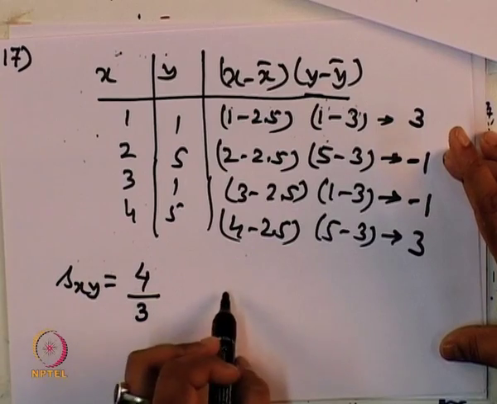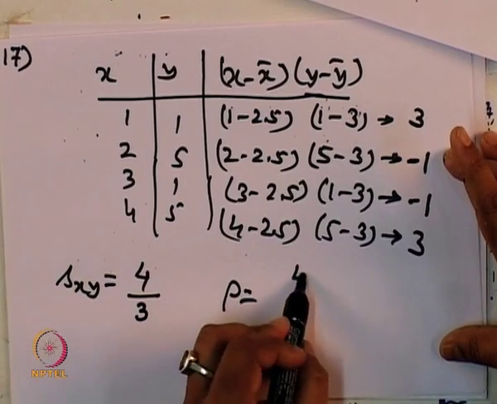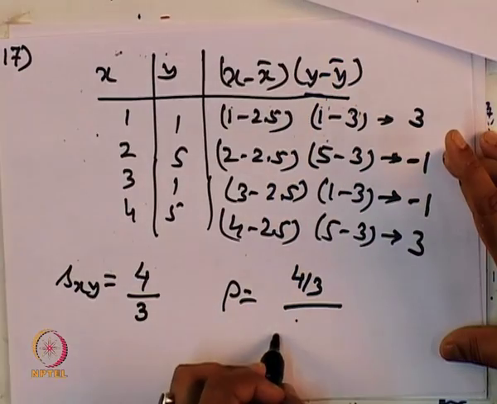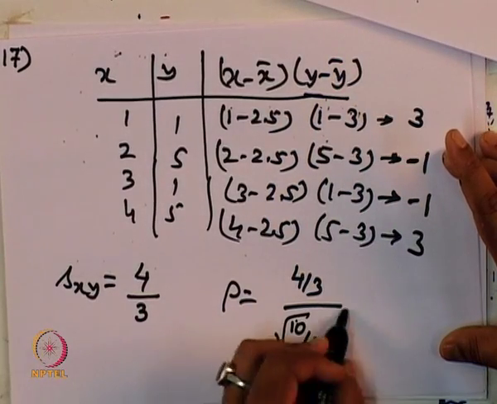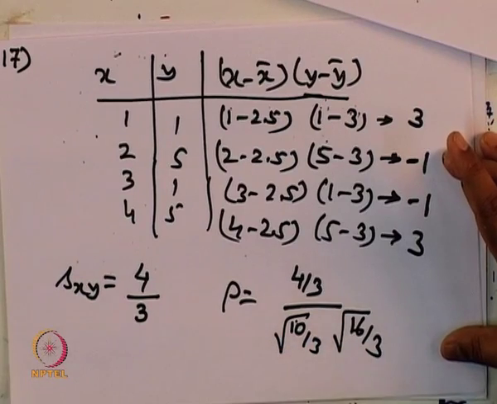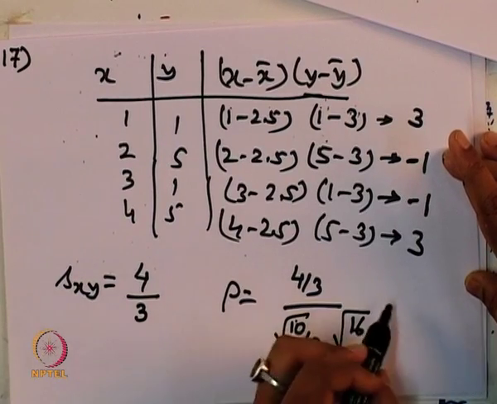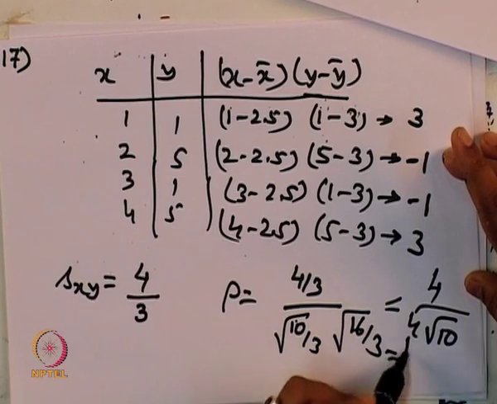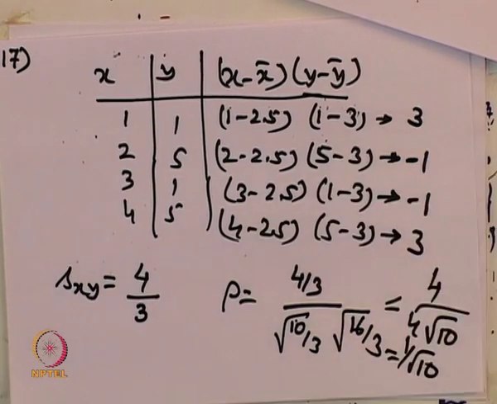Okay. So, my rho is nothing but 4 by 3, divided by root of 10 by 3 into root of 16 by 3. So, I see the 3 will cancel, and it is 4 by 4 into root 10, which is equal to 1 by root 10. So, I will get a value which is roughly 1 by 3. So, you see that this is still positively correlated as per this calculation. It is much lesser than 1, but it is still positive.